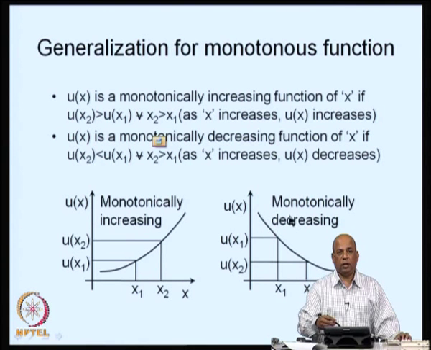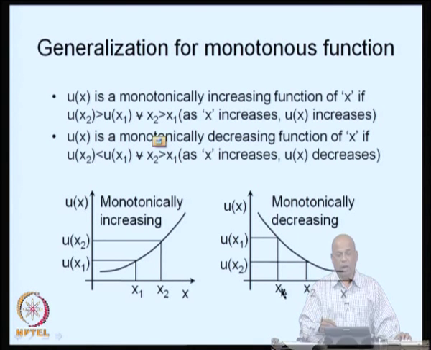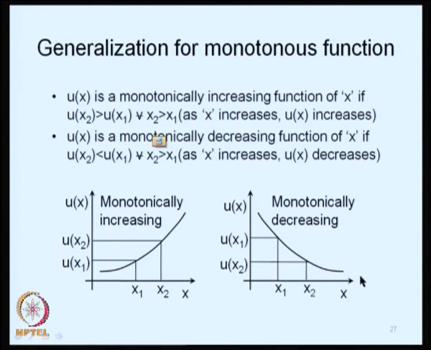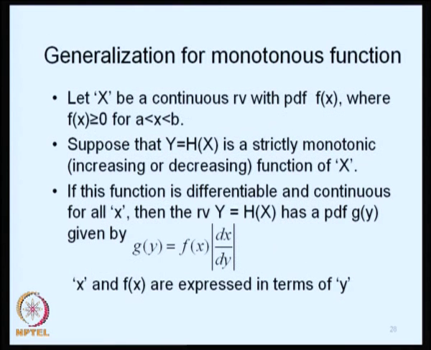Similarly, for a monotonically decreasing function, we have the condition that as x increases, the function value decreases. So, we write this as u of x 2 less than u of x 1 for all x 2 greater than x 1. So, as x increases here, the function value decreases. Now, when we have monotonically increasing or decreasing functions, the procedure for obtaining the PDF of y, which is a monotonically increasing or decreasing function of x, can be simplified, and we write it as follows.